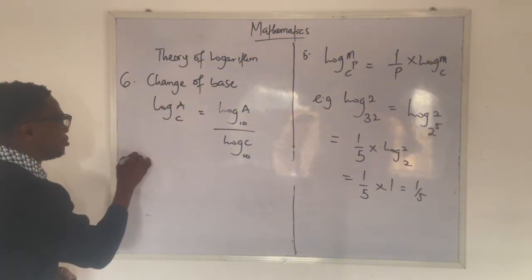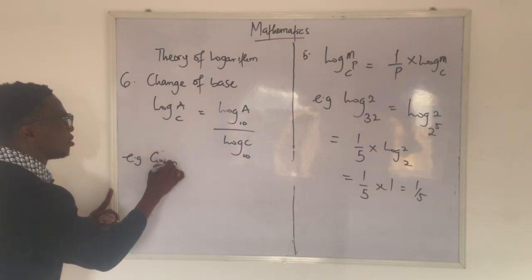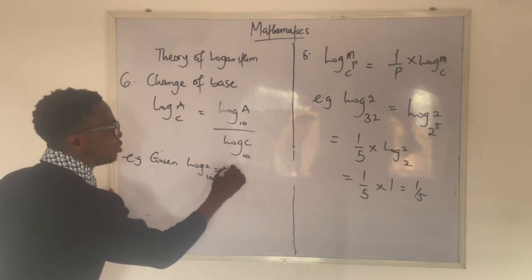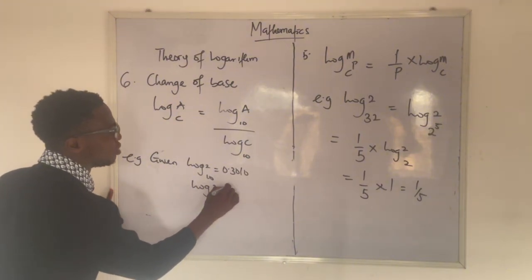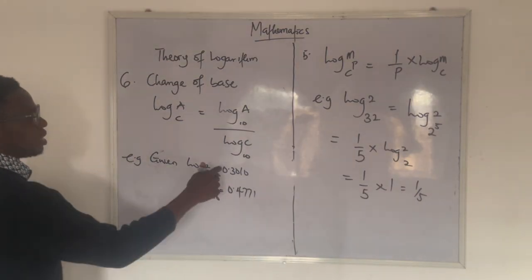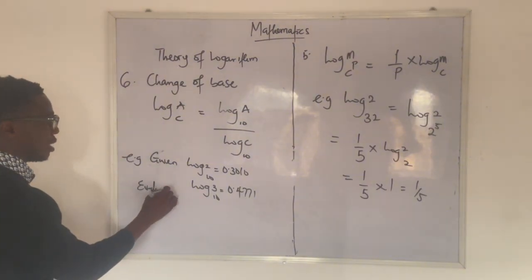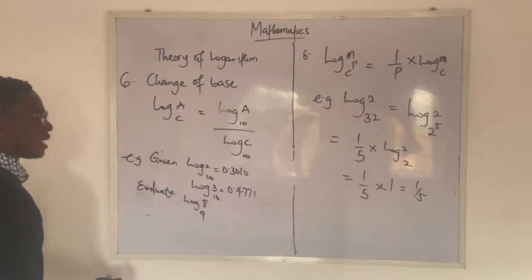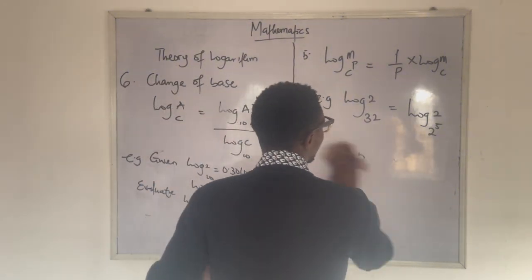A typical example is, given log 2 base 10 to be 0.3010 and log 3 base 10 to be 0.4771, you are asked to evaluate log 8 base 9. Now, it tells us to evaluate log 8 base 9.